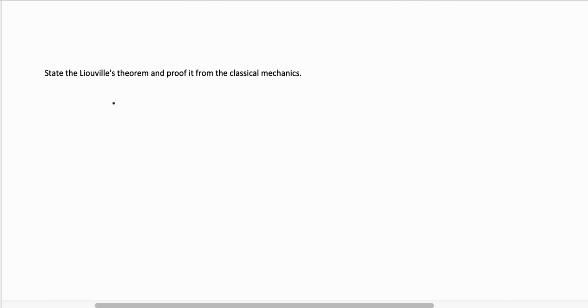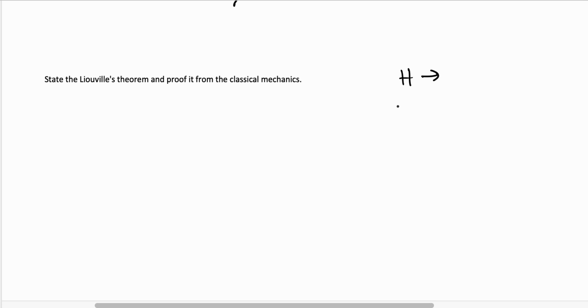Now I want to do something. You know that in the premise of statistical mechanics we said that the density of the microstates in the microcanonical ensemble remains constant, right? What do we mean by that? We mean that if the energy of the system is constant, then the system can be expressed as a Hamiltonian system.